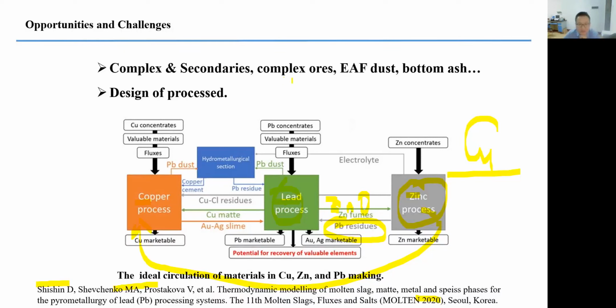And the second one is about the raw materials. So electric arc furnace dust, which is high in iron, zinc, and hydrogen and chloride elements, and bottom ash when we are treating municipal rubbish or municipal waste. We will have some bottom ash. They will contain a certain amount of zinc. So this should be the raw material for zinc production in the future.